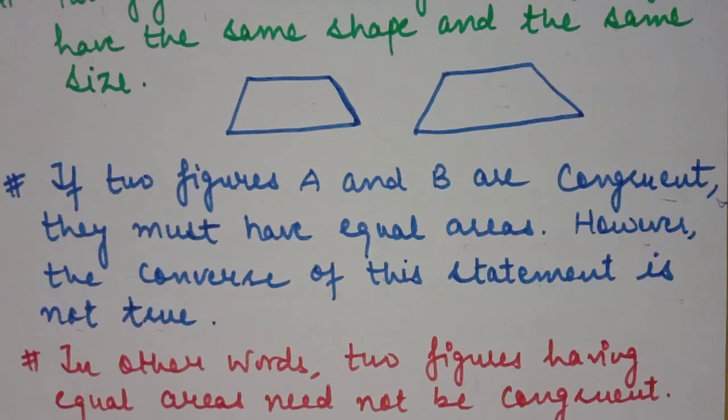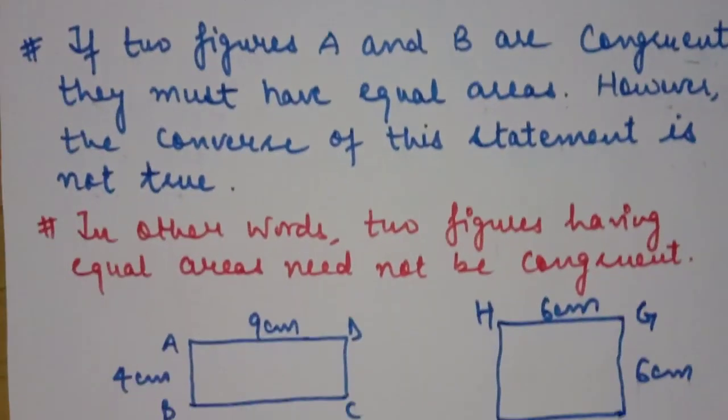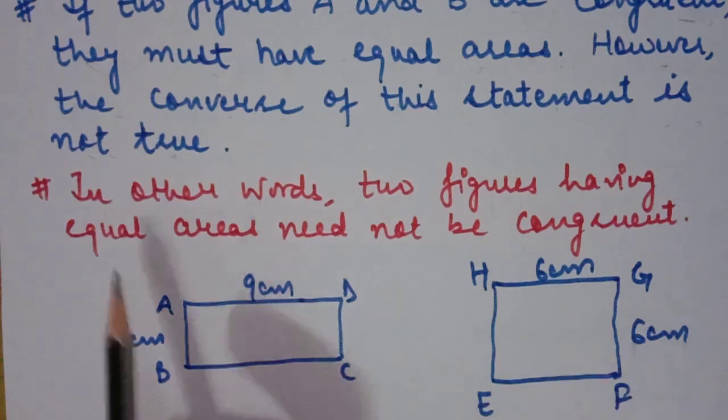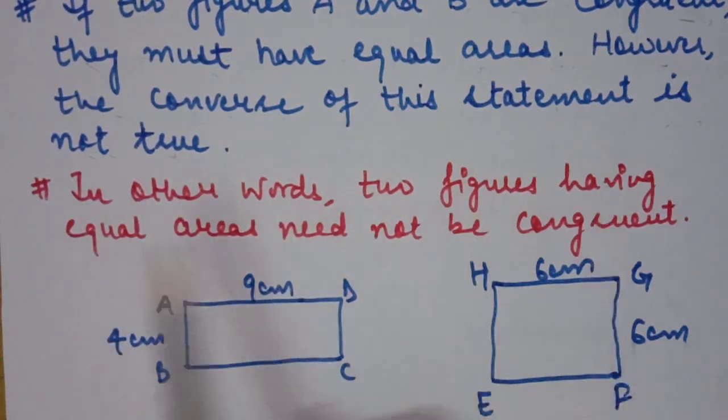So students, if two figures A and B are congruent, they must have equal area. However, the converse of this statement is not true. Let me explain how. I took this example. In other words, two figures having equal area need not be congruent.